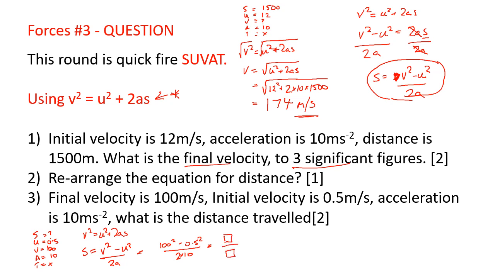Use that button in your calculator. It makes it easier and less likely to make any mistakes. So 100 squared minus 0.5 squared over 2 times 10. And that comes out at, ooh, a nice round, if we go to 3 significant figures again, that would end up at 500 meters. So well done if you got that. So guys, you'll have access to this video and it's a great practice to go through the SUVAT quickly.